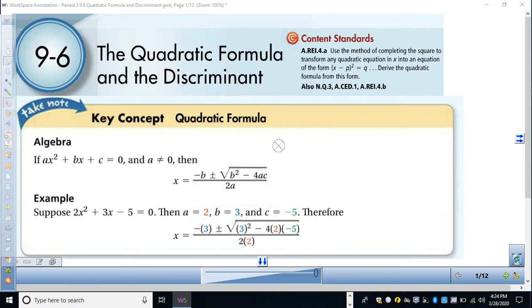Alright, Algebra 1 students, here's our second lesson of the week. Second and last lesson of the week. We have 9.6, the quadratic formula, and the discriminant.